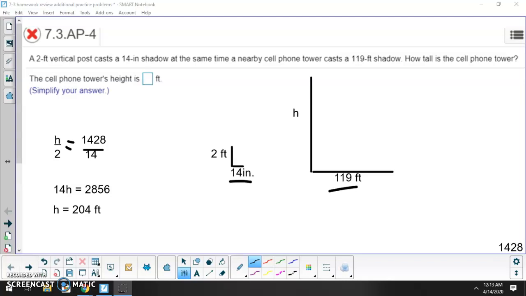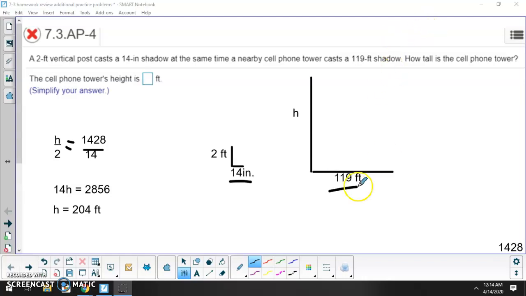Watch it well. Okay? So in this problem here, we are looking for the height of a cell phone tower. We know this post has a shadow of this length. We know the shadow of the cell phone tower. It's important to note that these are similar figures. It's two similar triangles, whether you realize it or not, based on the fact that shadows at the same time of day will create similar figures here.